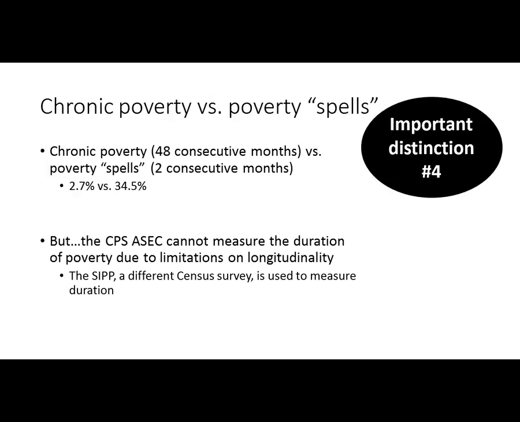It's important to note, though, this data cannot come from the Current Population Survey because there are limitations on its longitudinality. In other words, it only follows the same household for that 4-8-4 pattern. It only follows them for 16 months. So how could it measure 48 consecutive months? The Census Bureau, it turns out, has a different survey, the Survey of Income and Program Participation, which is used to measure chronic poverty.